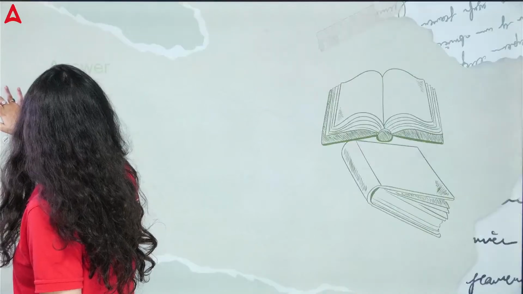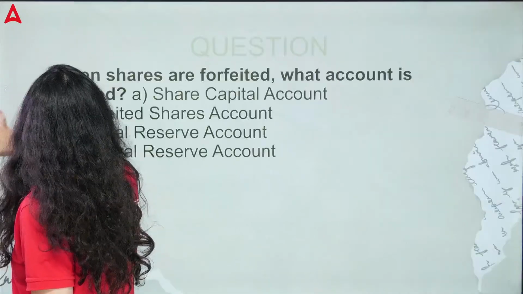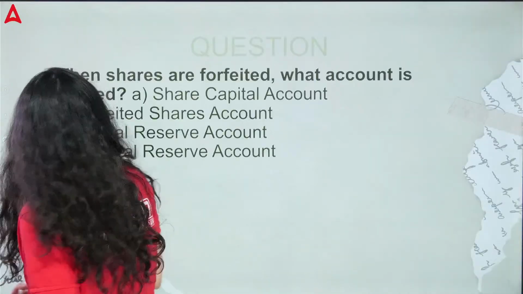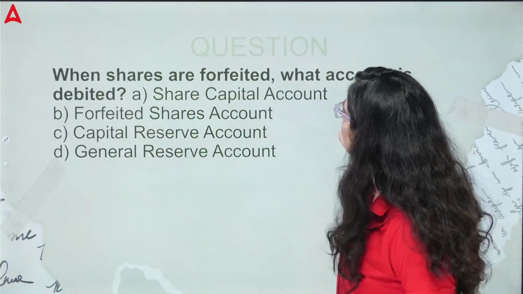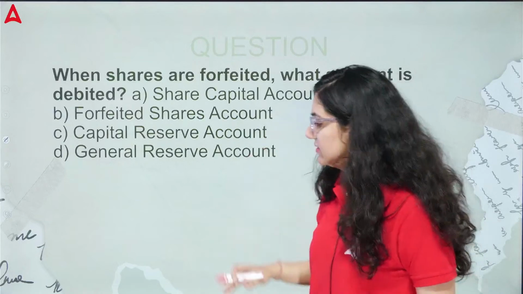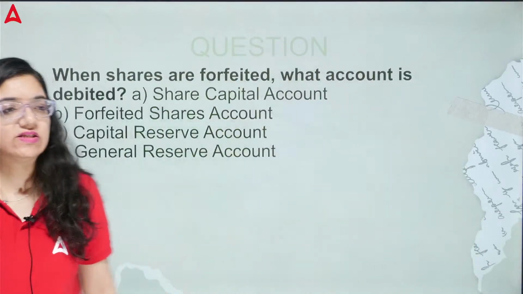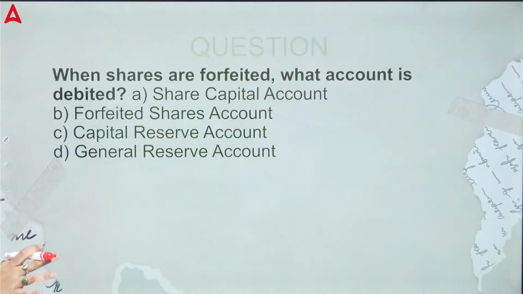Just a moment. I think there is some glitch there. Okay. When shares are forfeited, the account debited is share capital, then share forfeited, then capital reserves account or general reserves account.